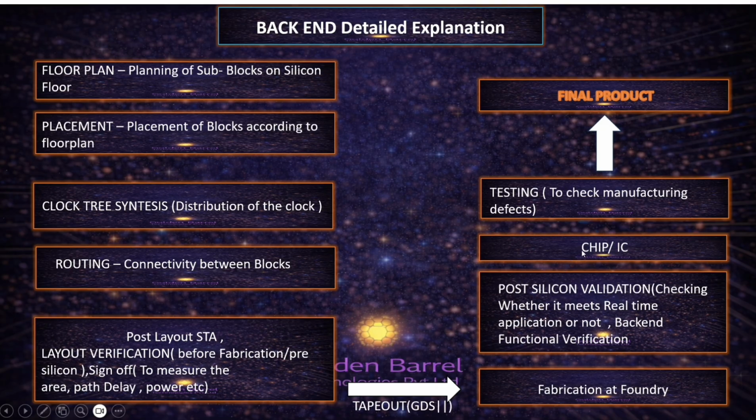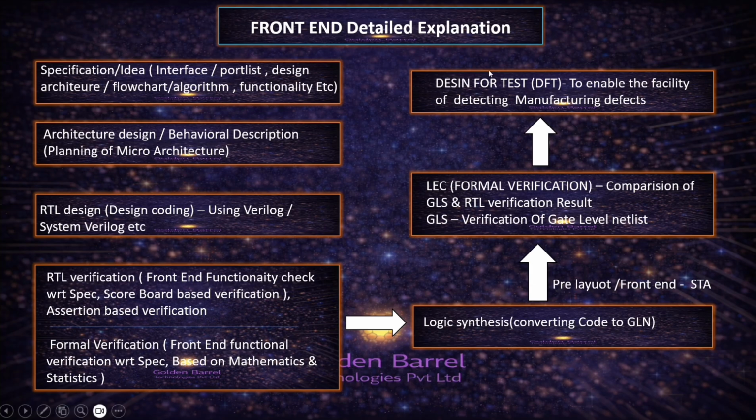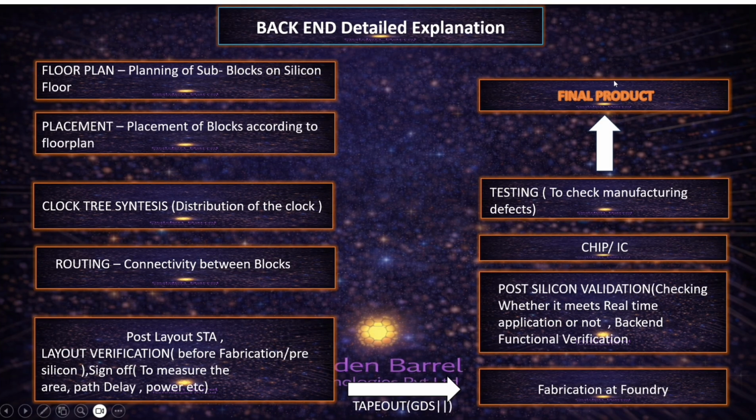Then you will get the chip or IC. To detect any defects or connectivity issues, we need to test that. Here we have already incorporated some mechanisms to check for functional defects and connectivity issues. This is called the testing part. After finally testing, we will get a final product. That product can be any electronic gadget which contains some VLSI IC. This is about the backend.